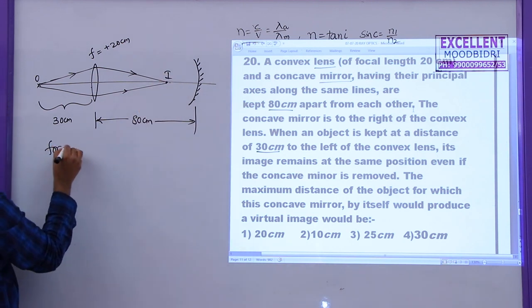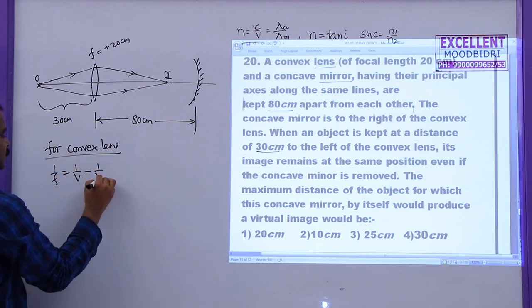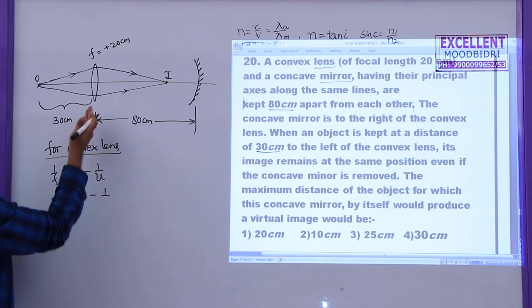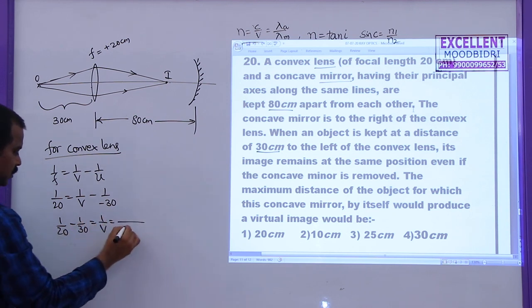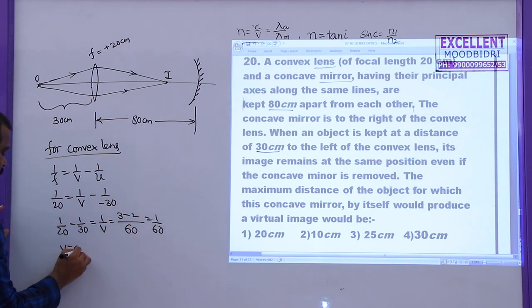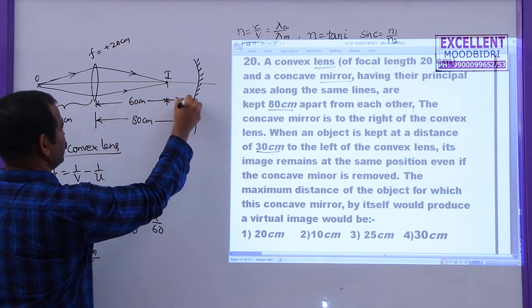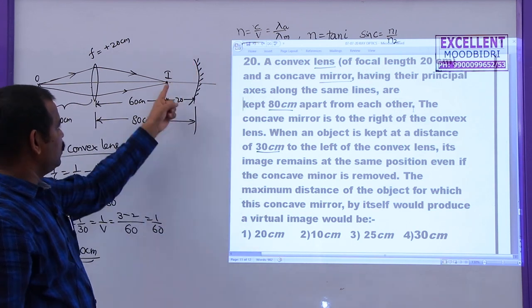So for the convex lens, I am going to write 1 by F is 1 by V minus 1 by U, where U for the lens is negative. So 1 by 20 is equal to 1 by V, V is unknown, minus, from here to here this is minus 30. So 1 by 20, minus of minus becomes plus, so 1 by 20 minus 1 by 30 is equal to 1 by V. So 20, 30, LCM is 60, so this is 1 by 60. So the image will be formed 60 centimeters to the right of the convex lens. This total distance is 80. If it is 60, the other distance is 20 centimeters. So even if this concave mirror is removed, the image will be formed at the same point.